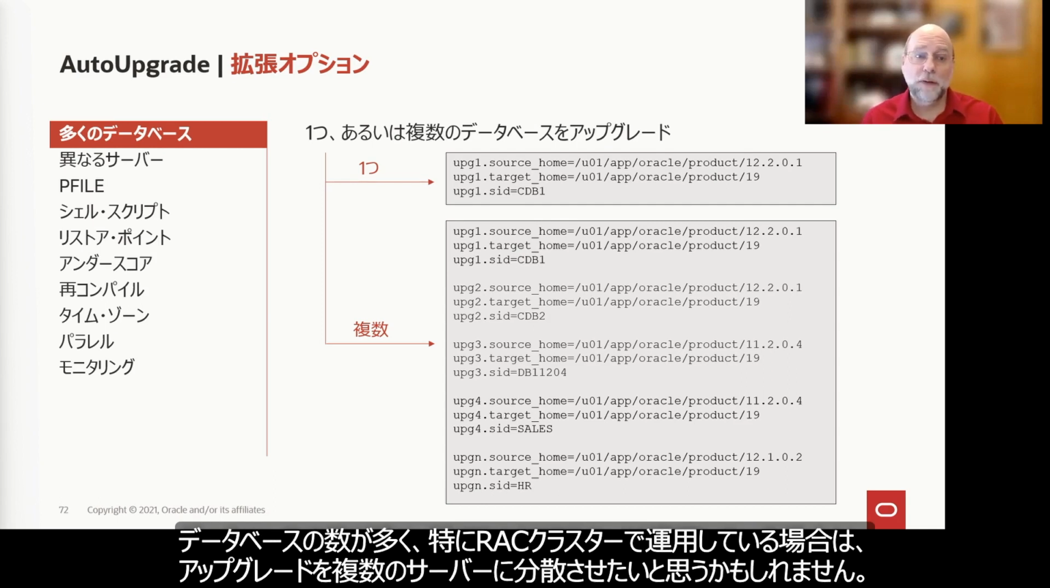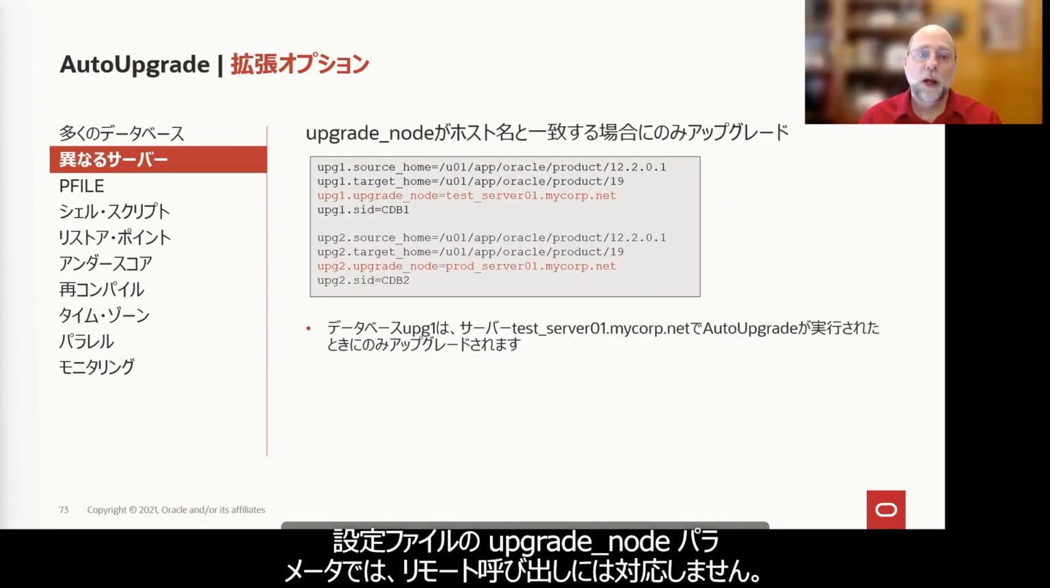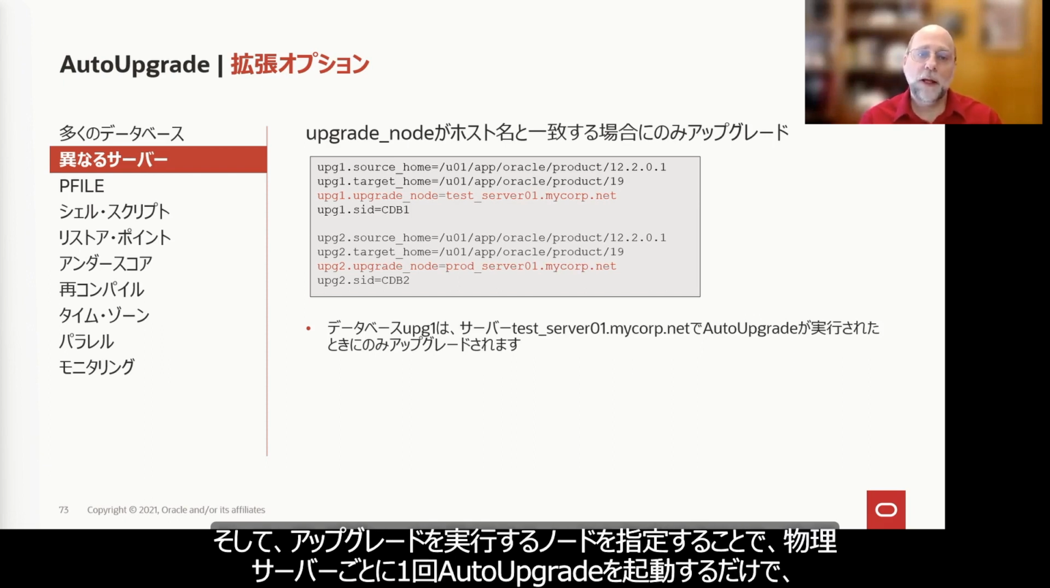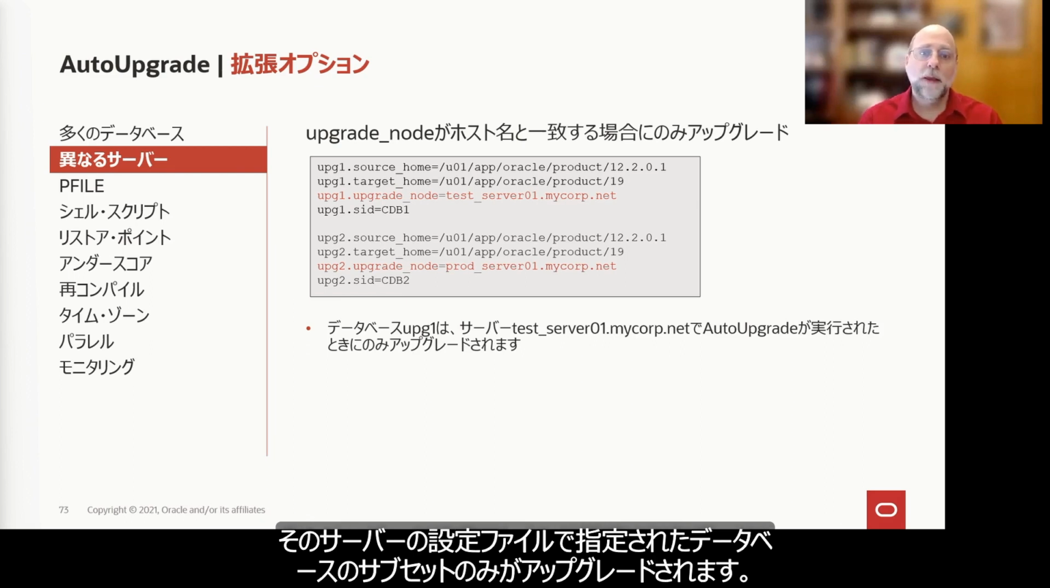Now, if you have a lot of databases and you're especially running in a RAC cluster, you might want to distribute those upgrades across multiple servers. We don't allow remote invocation of this using the upgrade node parameter in your config file, but what you could do, especially in a cluster where you have shared storage, is have one config file in a central location, and then by specifying the nodes on which you want an upgrade to run, you just invoke AutoUpgrade once for each physical server, and then only the subset of databases specified in the config file for that server will be upgraded.